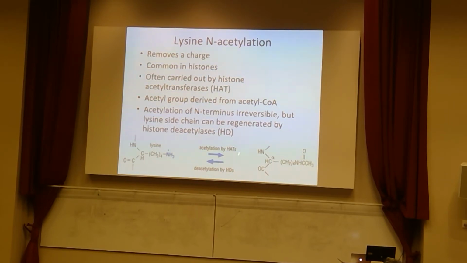Okay. Acetylation is carried out by enzymes called histone acetyl transferases. And these grab an acetyl group from a cofactor, acetyl-CoA. And when we acetylate the N-terminus of a protein, that tends to be irreversible, but these kind of side chain acetylations are reversible, and that reaction of deacetylation is carried out by another family of enzymes called the histone deacetylases. So forward direction, acetylation by histone acetyl transferases, deacetylation by histone deacetylase.